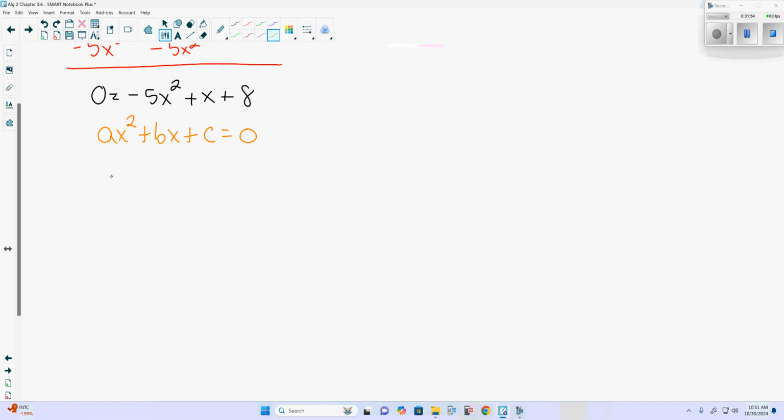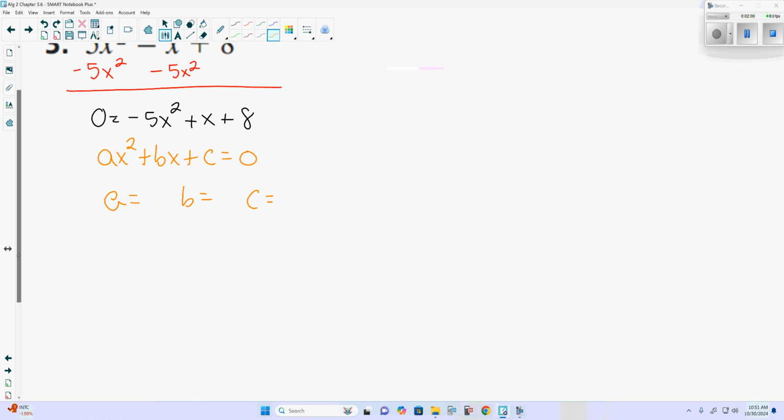Ax squared plus bx plus c is equal to 0. So looking at this here, what's the value of a? It is 5, but it would be what? Negative 5. The value of b, number in front of x, is 1, and c is 8. We'll do several.